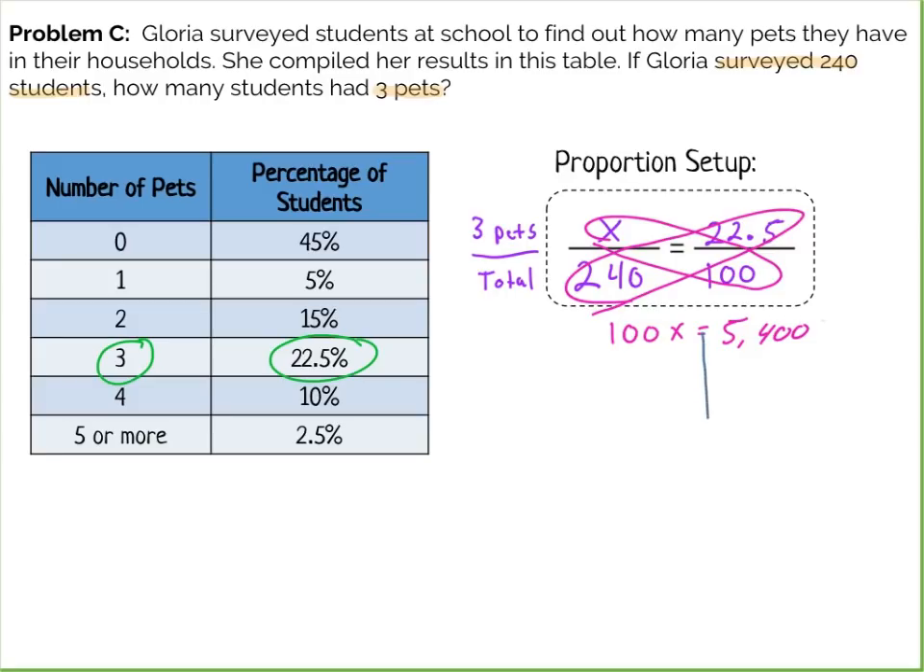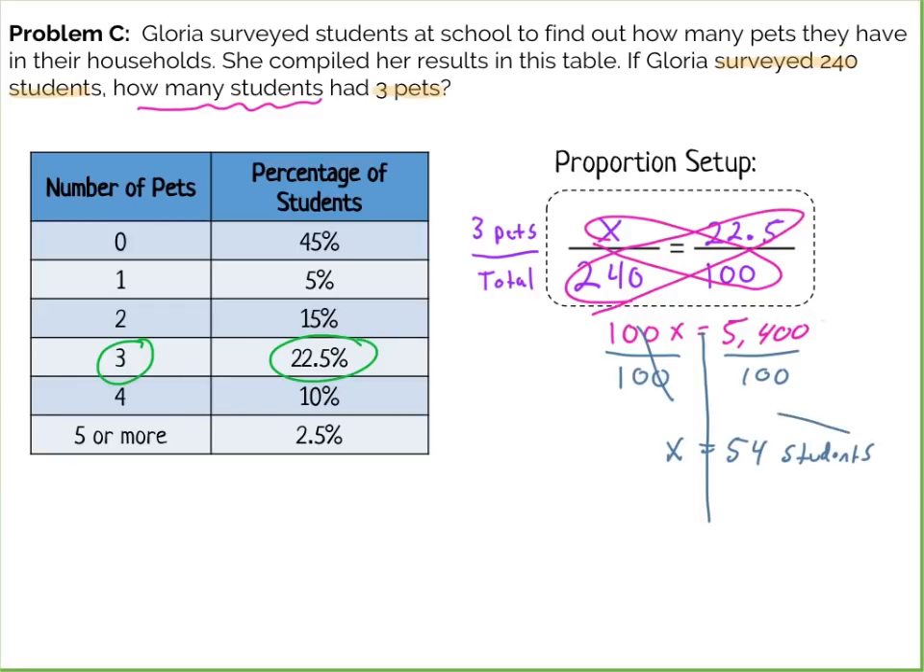So we're going to go ahead and draw our wall down from our equal sign. We're going to divide both sides by 100. Again, the inverse operation of multiplication is division, so we're going to divide both sides by 100. 100 divided by 100 is 1, or 1x. 5,400 divided by 100 is going to give us 54, but this is a word problem, so we need to figure out what our word answer is going to be. And since it was asking us for how many students, we know our answer is going to be 54 students.